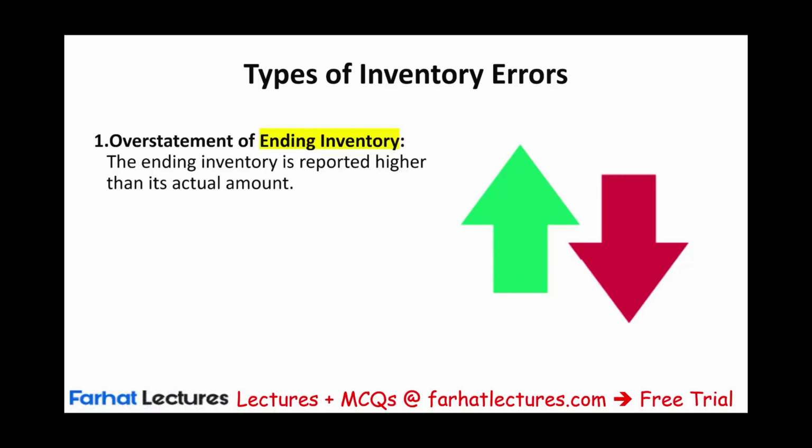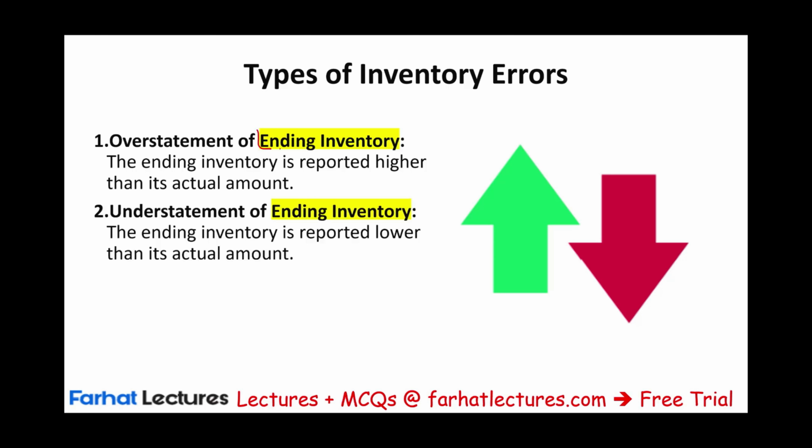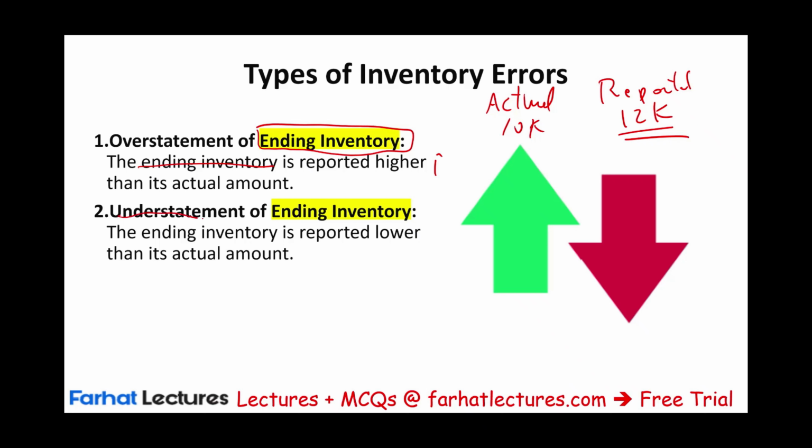Let's start by defining overstatement and understatement. Specifically, we're going to be working with ending inventory. What does it mean to have an overstatement in ending inventory? It means ending inventory is reported higher than the actual. So actual, let's assume, is 10,000, 10K, and you reported the inventory as 12K. You over-reported your inventory. You could also understate your ending inventory. Let's assume the actual is 10K and you reported it at 8K, 8,000. Now you under-reported your inventory.